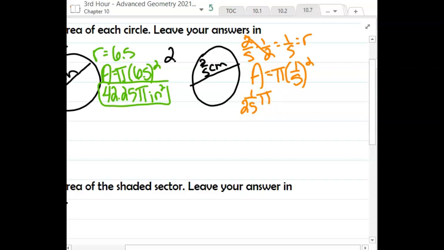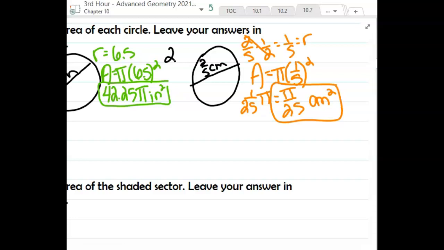You could write your answer like this, but probably a better way to write your answer. Remember, pi is a number. So a better way to write your answer would be to multiply 1 times pi, which gives you pi over 25 centimeters squared. That would probably be the better way. So write that. Any questions on finding just area?